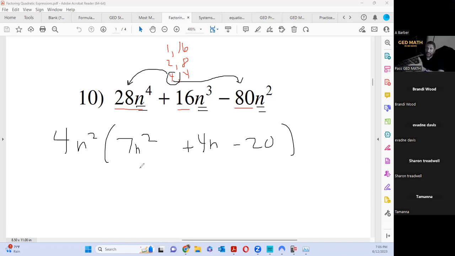Inside, you can factor this even more, possibly. I don't know, because A is not 1. But this is more advanced. You're not going to have something like this on the GED, but this is how you factor out, though. So I wanted to show you an example of how you factor.